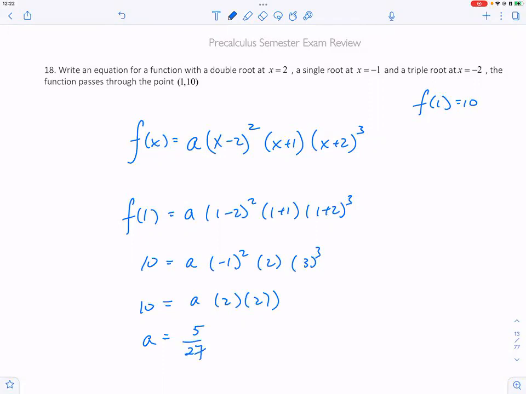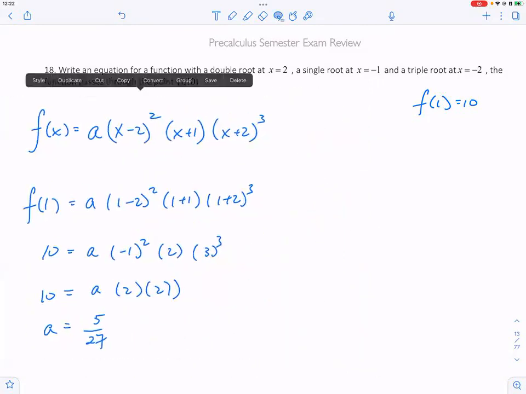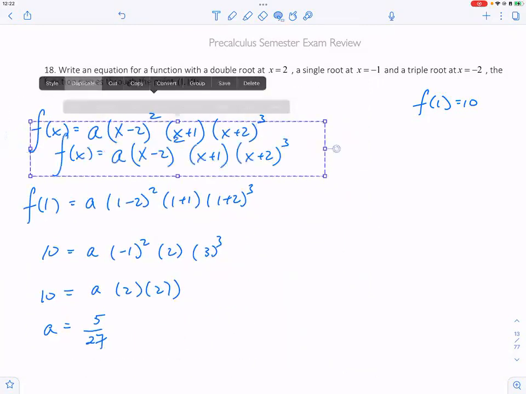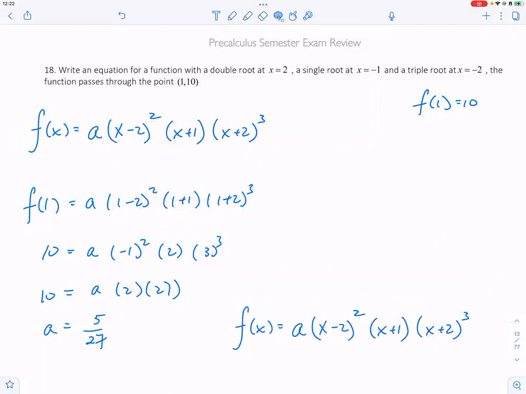Okay, 5 over 27. So our final equation, I'm going to be a little bit lazy here. I'm just going to duplicate this equation, and then we'll erase the a and write down our a value, which is 5 over 27 times (x - 2) squared times (x + 1) times (x + 2) cubed.